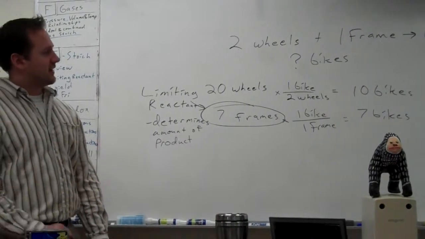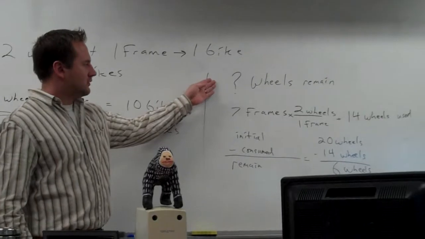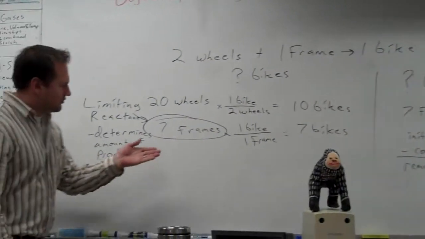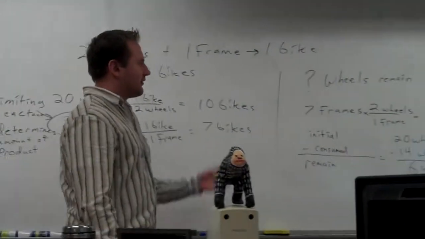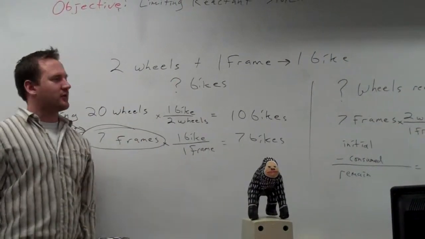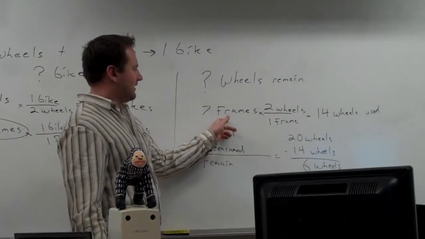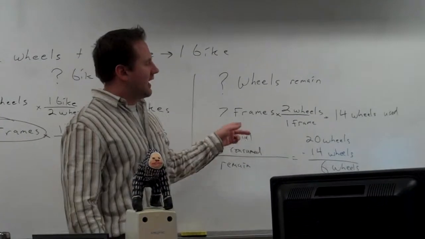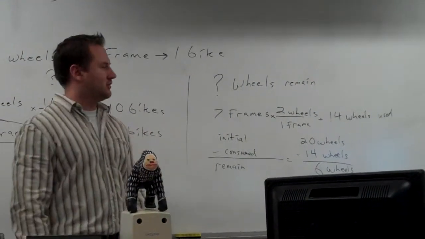Then as a second question I asked the class, how many wheels remain? Well, what do I know that happened here? I know that I used up 7 frames, so I can use that as a starting point. Now to find out how many wheels were used, you can relate any 2 substances in our chemical equation to find an answer. So, I had 7 frames that I know that I used. You know you use up all the limiting reactant, 2 wheels for every frame, so you used up 14 wheels.